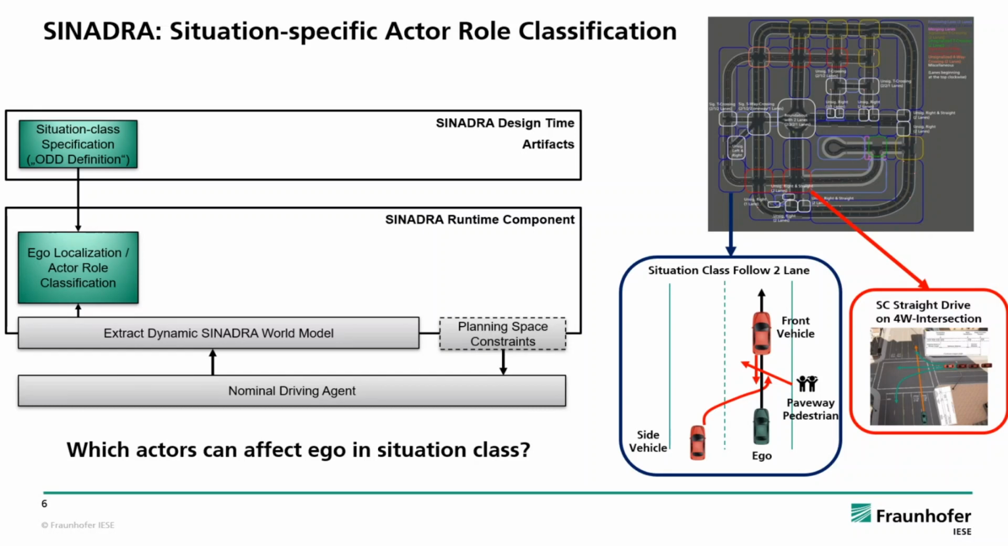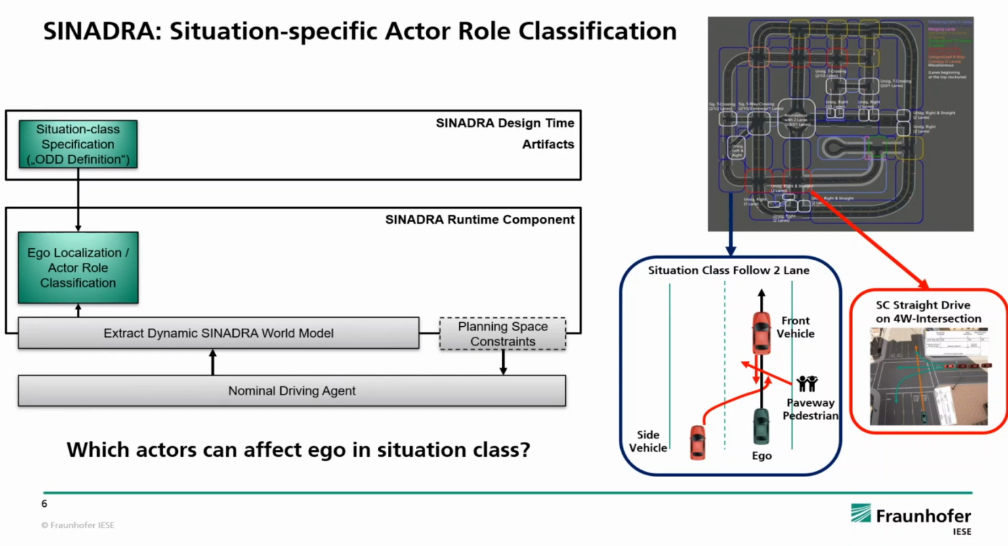You can imagine that this might be very different if I have, as in the example, a 2-lane or 3-lane following scenario, in contrast to situation classes with 4-way intersection driving, which is much more complex. The roles other vehicles can assume are much different, and the behaviors that are relevant, either critical or uncritical for the ego vehicle, also differ a lot. So this component basically answers the question which actors can affect the ego in the current situation class.